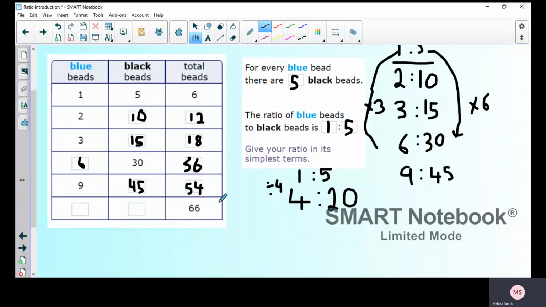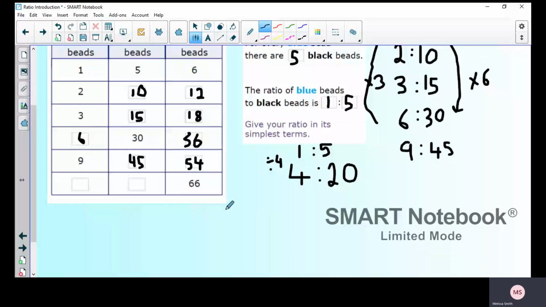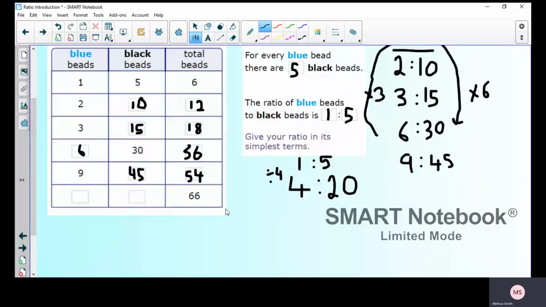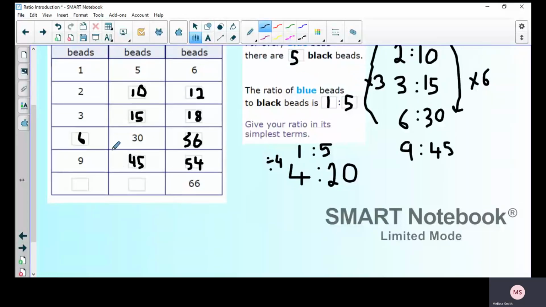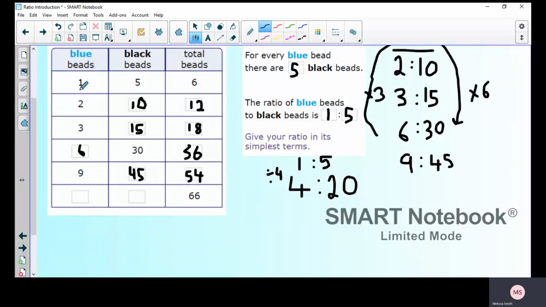Now this last one here is probably the trickiest one because we've only been given the total beads. So we know that this ratio and this ratio will give me 66 beads in total. So how could we do this? Well, we could go about using trial and error. I know that my pattern here, my ratio is increasing, we're scaling it up. So if we think 9, what's the next one? Well, 10. Let's go with 10.